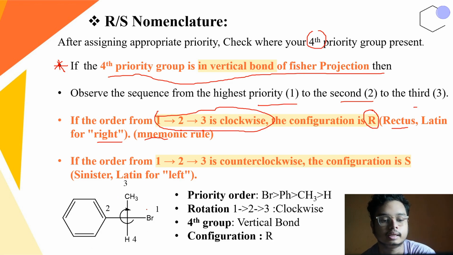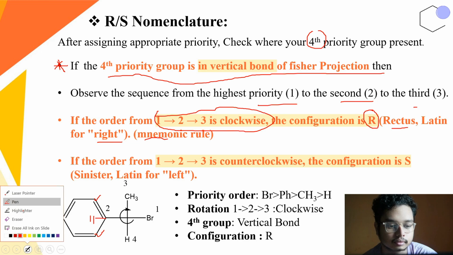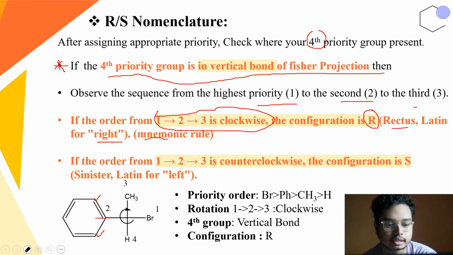In this group, the bromine has the highest mass among the 4 different groups, so it will be the highest priority. Now between CH3 and phenyl group, this particular carbon is actually connected to three different carbons, because one is a double bond. If we apply the phantom carbon here, this carbon center is connected with three different carbon centers, so it will be the second priority as depicted here. Obviously methyl gets third and the hydrogen gets fourth priority.